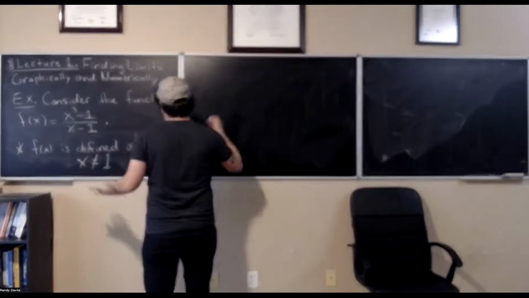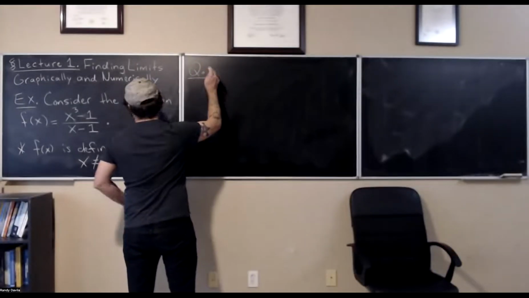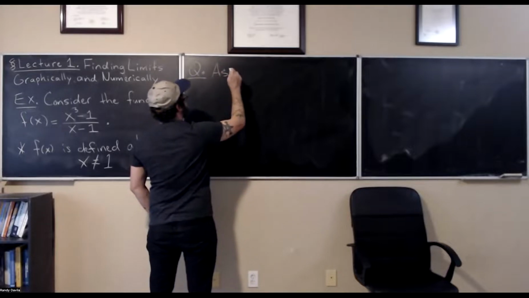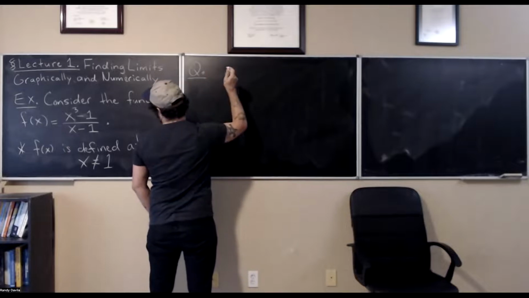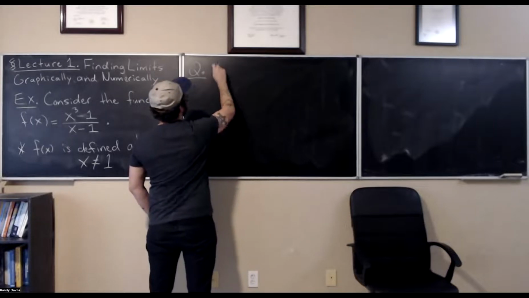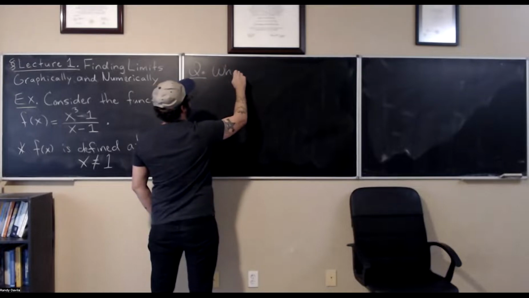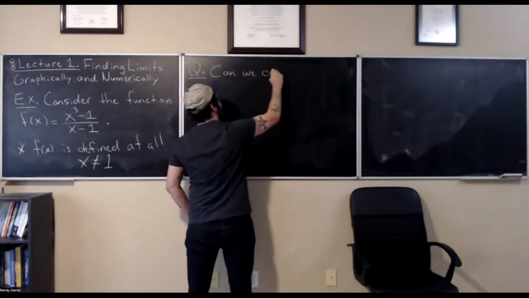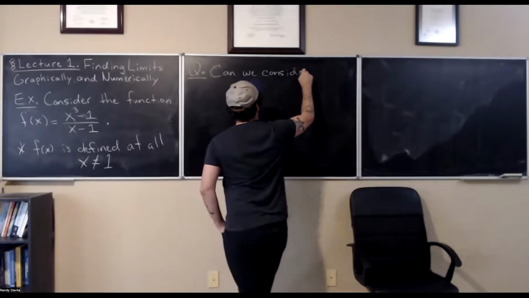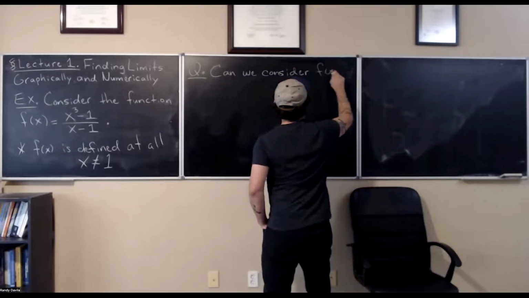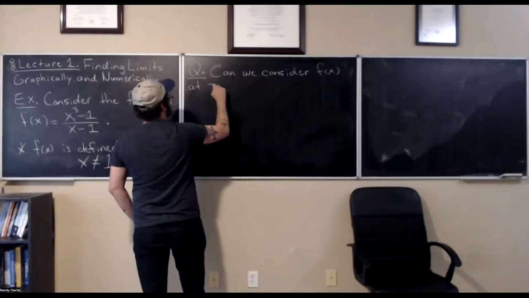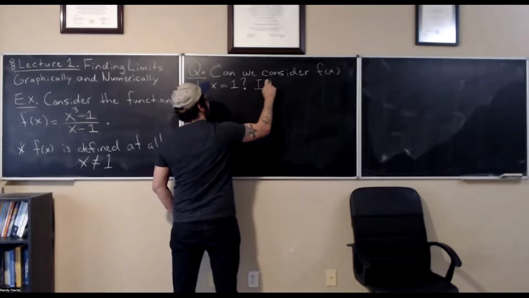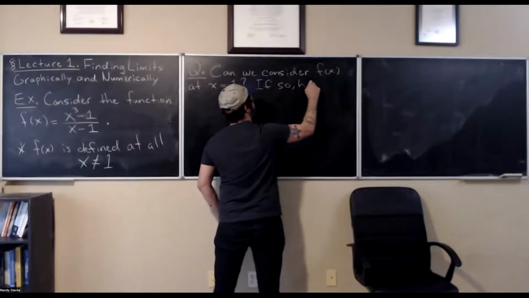So the question at hand right now is, maybe I should word it like this: can we consider f of x at x equals 1? And if so, how?